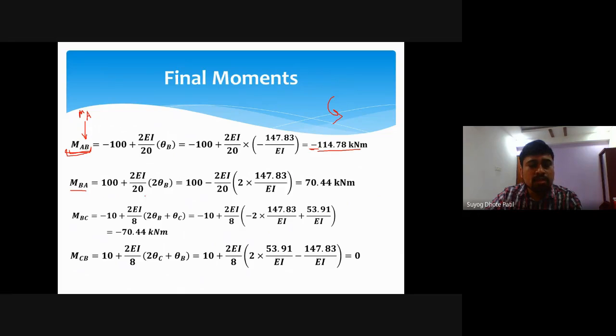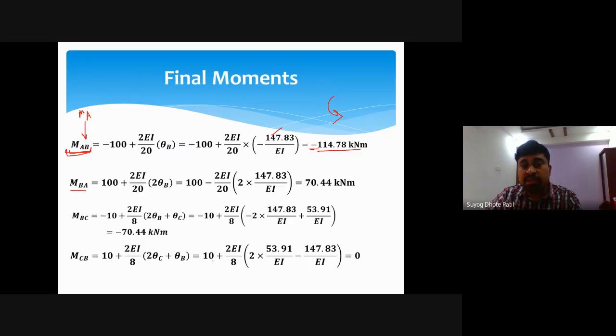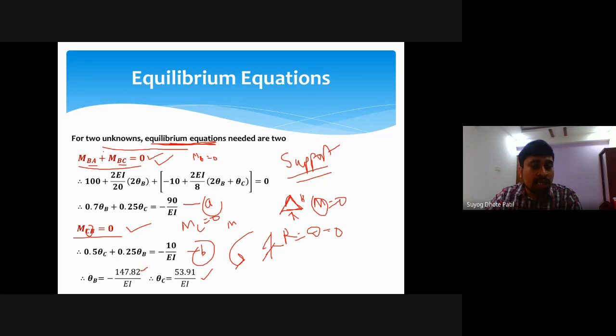Substituting the values of theta b, 170 gives 147.82 and 53.91, so 147.83. Nearby it is 82, 83. So MBA will be 70.44, and we have this. Look, we have considered here moment about B equal to 0.